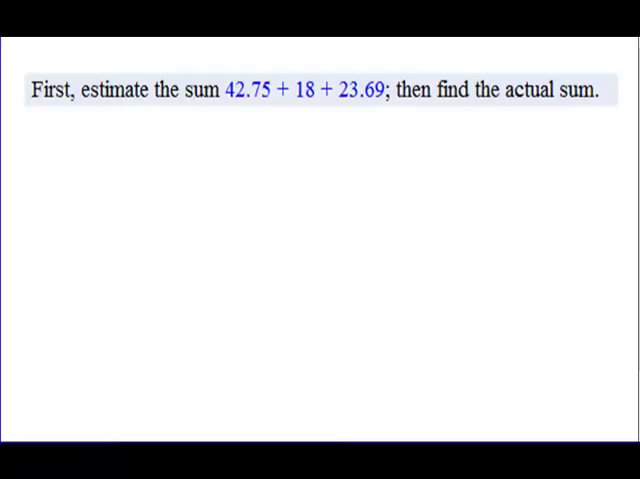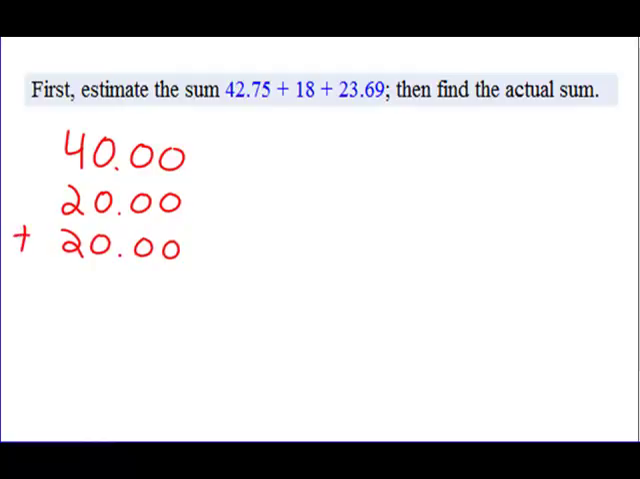When I round to my leftmost digit, 42.75 becomes 40.00. 18 becomes 20.00. And 23.69 becomes 20.00. Add these up, and I get 80.00. So I want you to take just a moment and find the actual sum. Press pause, and then come back and see how you did.